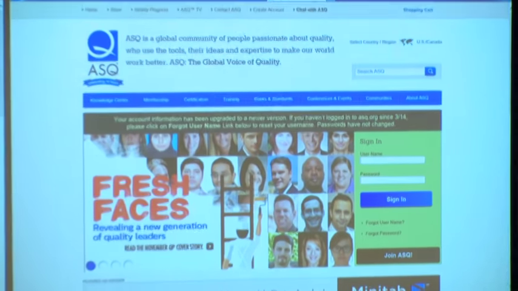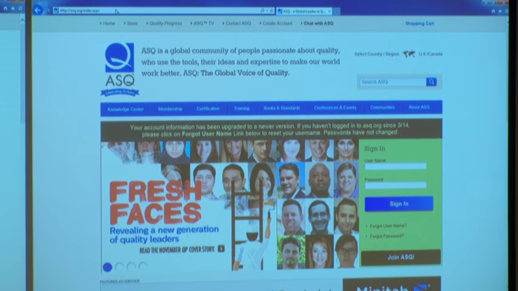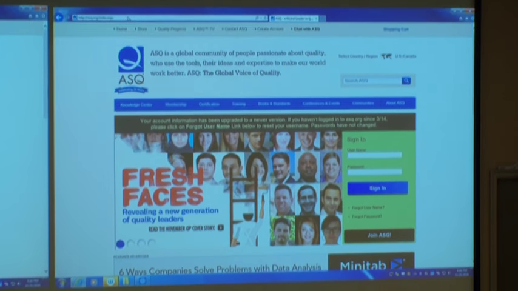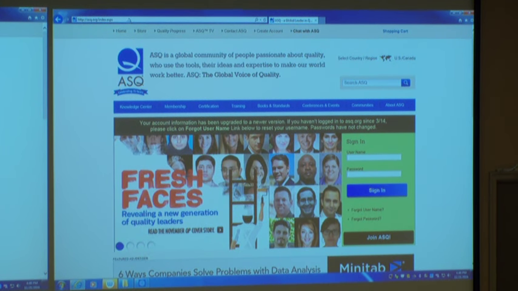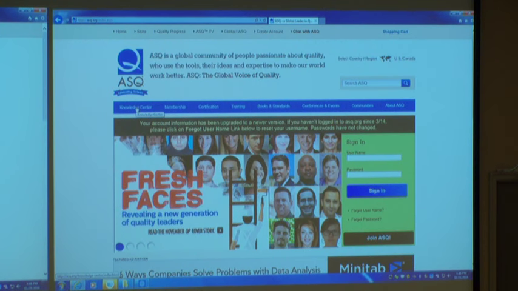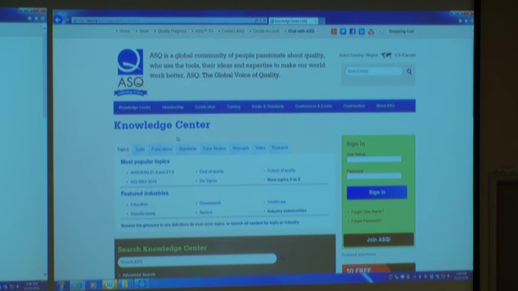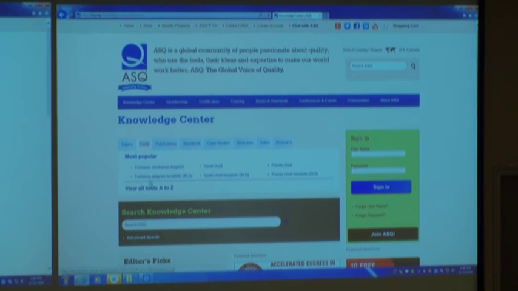So it's asq.org. It's a tough one to remember. This is their website. So American Society for Quality, people who are passionate about quality and tools for quality. So if you come to the Knowledge Center, which, if you can see my mouse, is the top left one, there are a lot of tools in here. So what I would go to is Tools, which is the second box, and then View All.